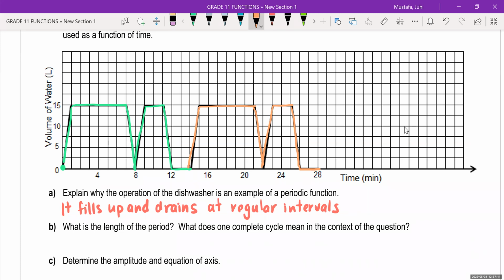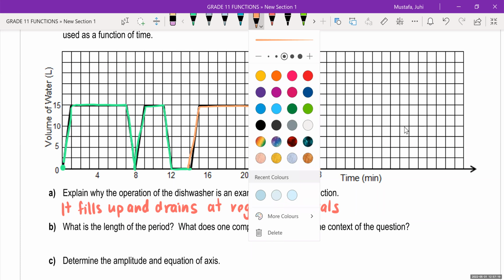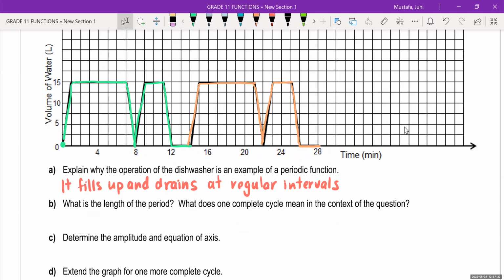What is the length of one of the periods, approximately? Being mindful of just the scale. What do you guys think? Yeah, 14, and we actually have a unit for this one. It would be 14 minutes. Good.